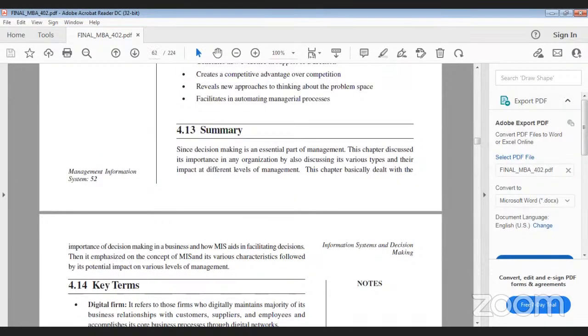Since decision making is part of management, this chapter discusses its importance in any organization, and also the various types of decisions and their impact on different levels of management. This chapter basically dealt with the importance of decision making in business and how MIS aids and facilitates decisions. It is very closely followed by its professional impact on various levels of management.